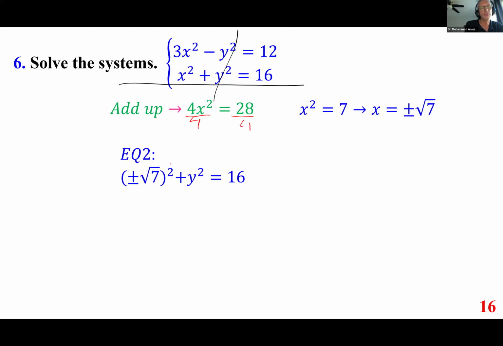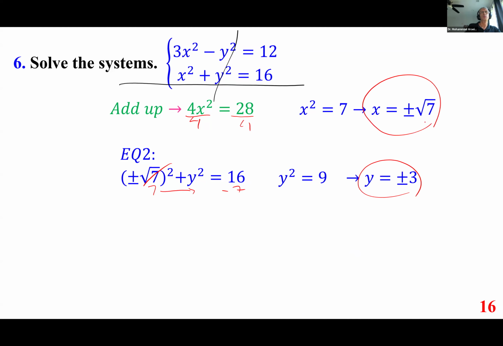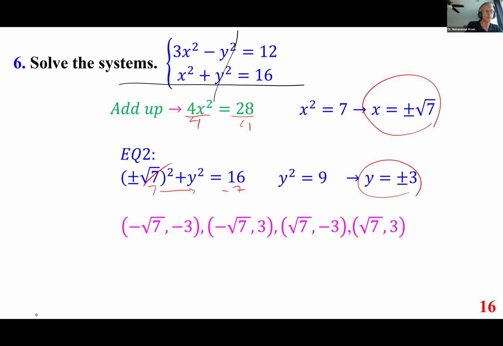So this will give us 7, and subtracting it from 16 results in 9, and y is plus minus 3. Now, please understand you have to write in pairs, and this would be 4 pairs as follows.